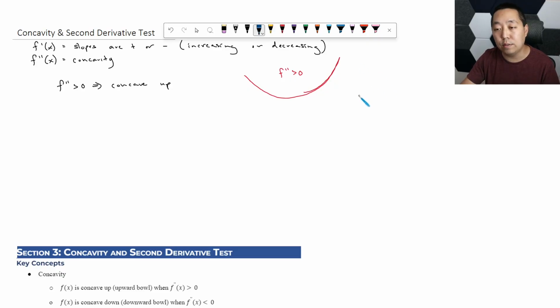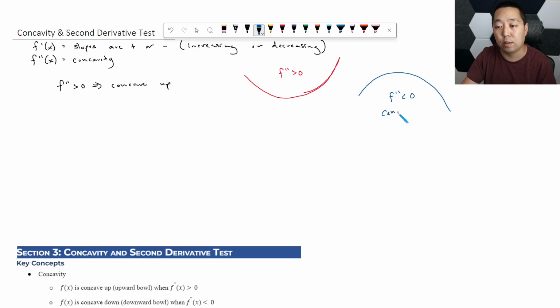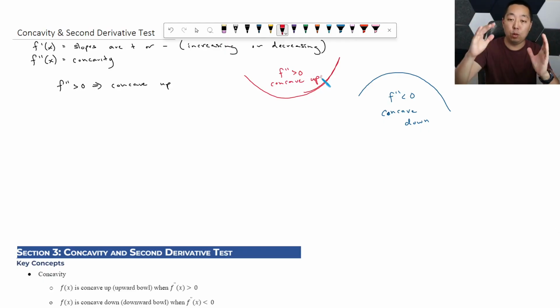Where the second derivative is negative is bowl downwards. If the second derivative is less than 0, then we call this concave down. And we call this one concave up. Okay? So that's what we mean by concavity, just that it's a bowl, kind of a downward bowl.